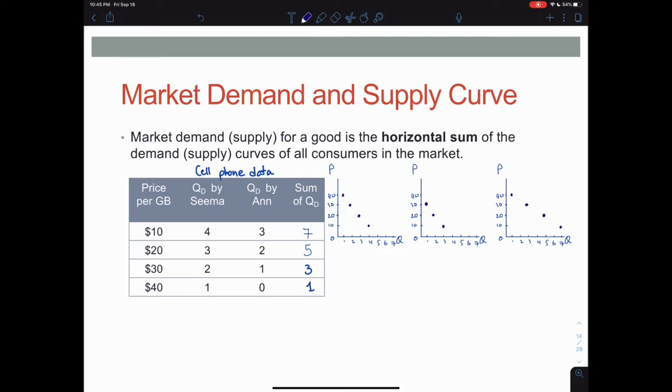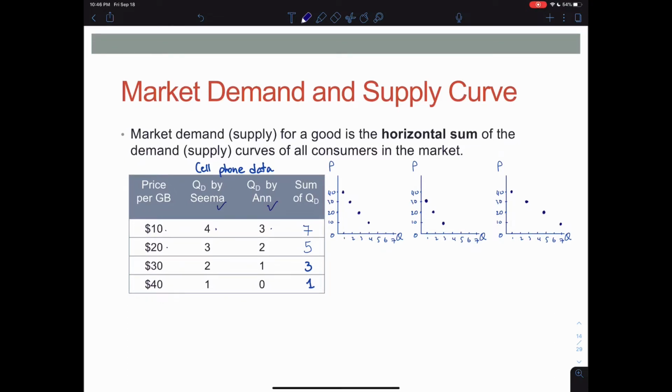Here's how we go from individual demand curves for a good to the market demand curve for the good. What we do is called horizontal summation, and here's an example. This table shows the quantity demanded for cell phone data by a consumer, Sema, and another consumer, N. Sema demands 4 gigabytes of data and N demands 3 gigabytes at $10. If price goes up to $20, Sema demands 3 gigabytes, N demands 2, and so on.